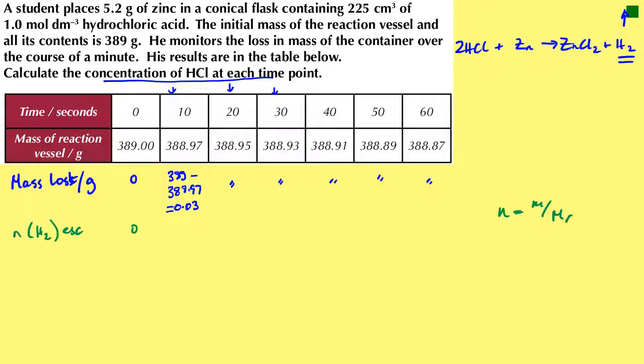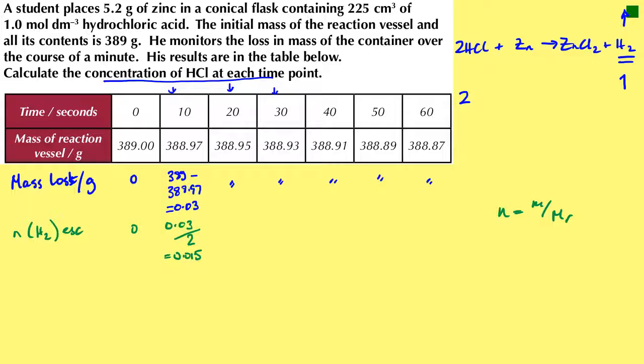So mass is 0.03 grams, and our MR of hydrogen gas is going to be 2 times 1, which is 2. So our moles is going to be 0.015 moles of hydrogen gas that's escaped. Okay, so next step is to go back to the balanced equation and notice that for every 1 mole of hydrogen gas we use up 2 moles of hydrochloric acid.